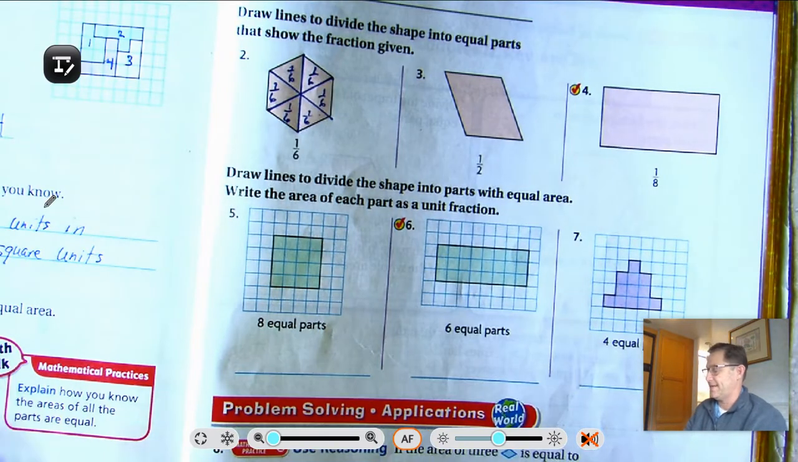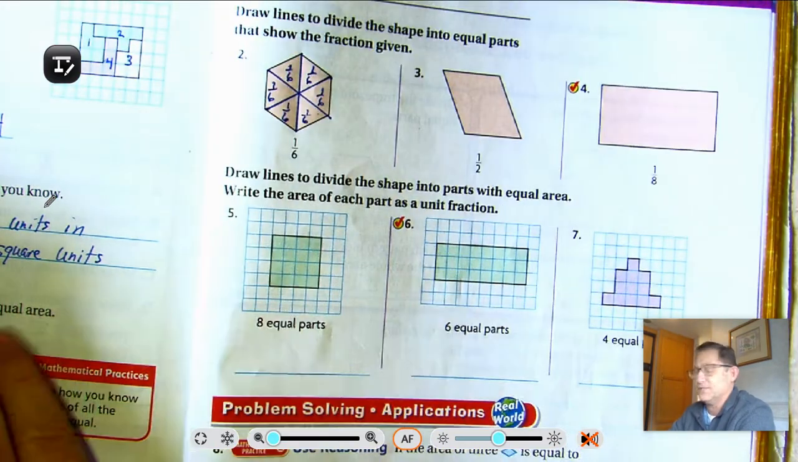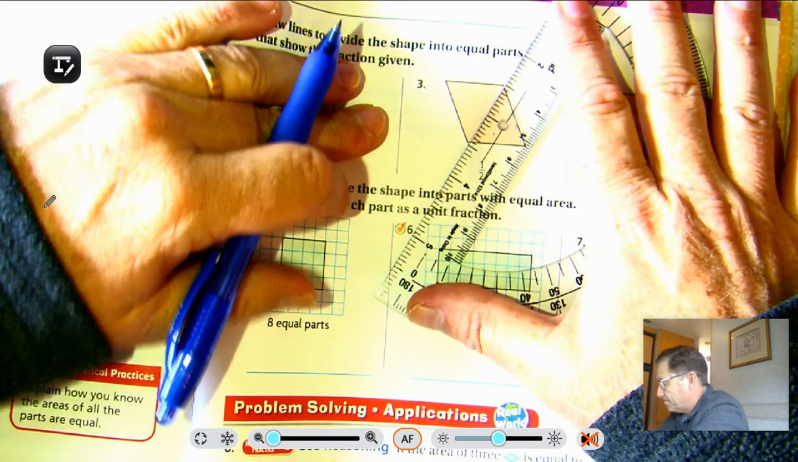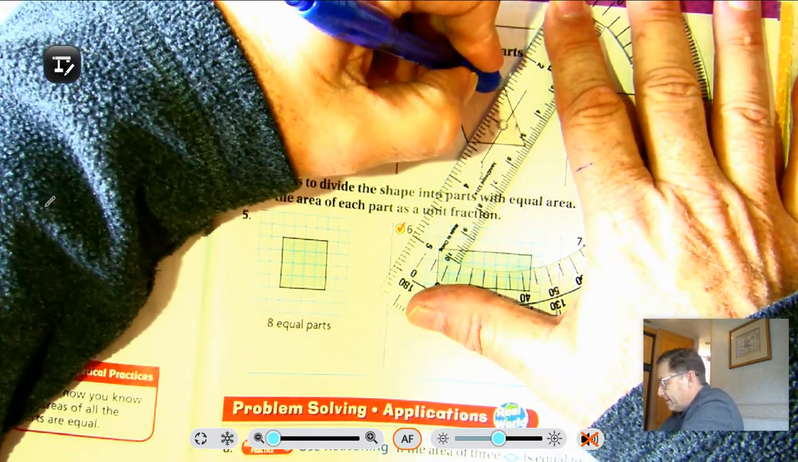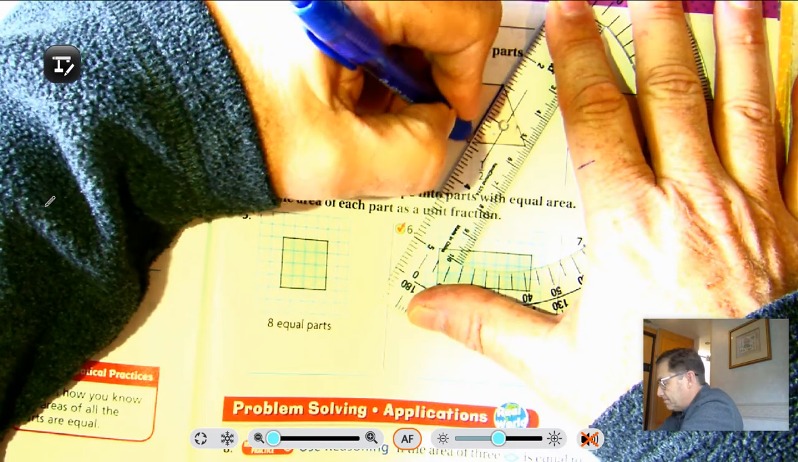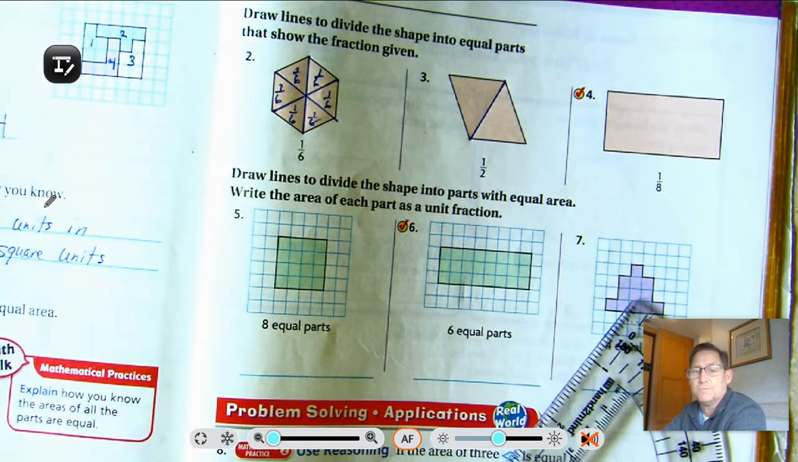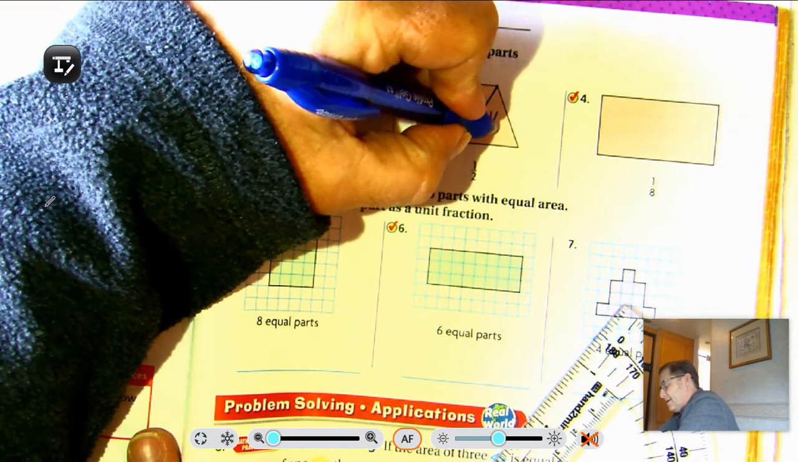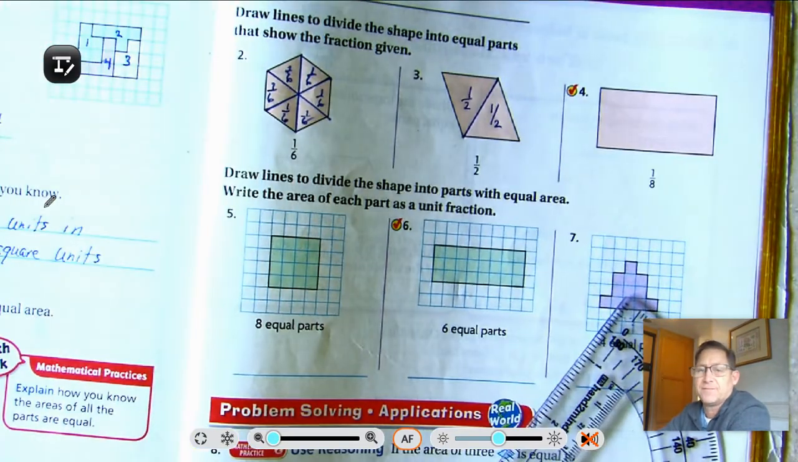All right, we're going to take this shape and break it into 2 equal parts. So if we make it into 2 triangles, they would be equal. So we have 1/2 of each shape. Okay, 8 sections.